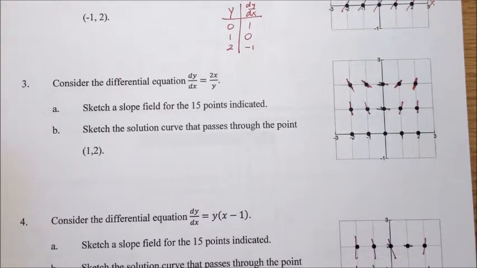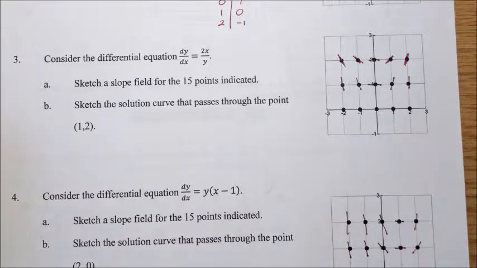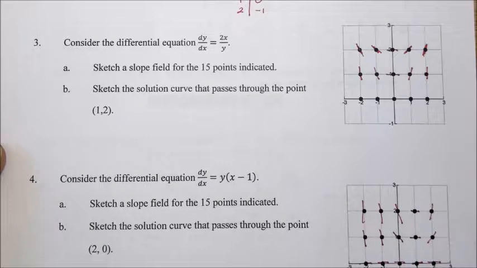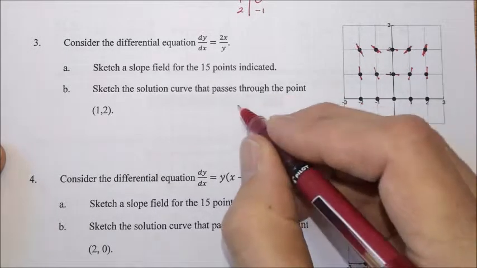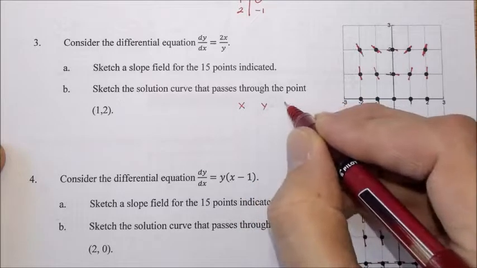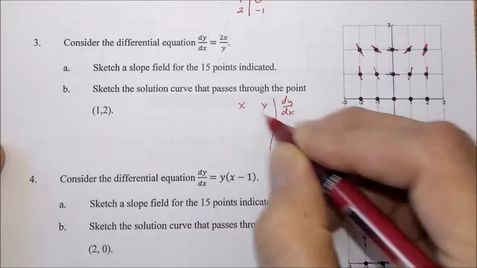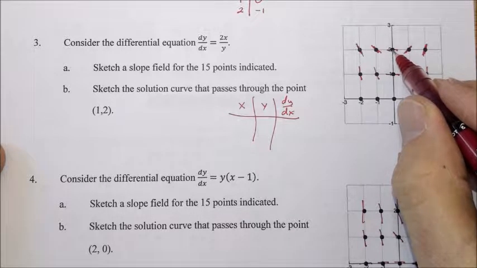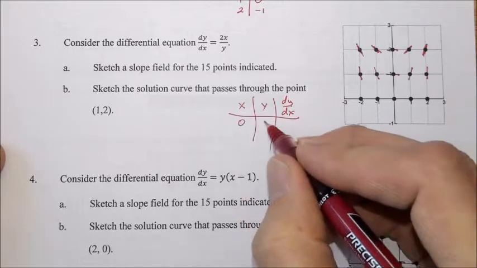There we go. Okay, I've already got the slope fields written in because it takes a little bit longer to get these done. But again, just to give you a general idea, we have an x column, a y column, and a dy dx column. All right, and we start off, say, at this point right here. This is the point x is 0 and y is 2.